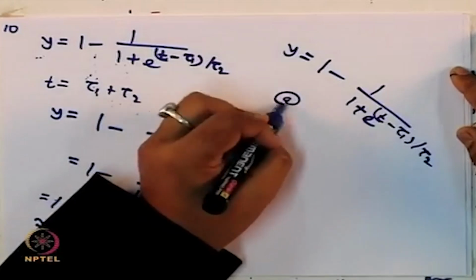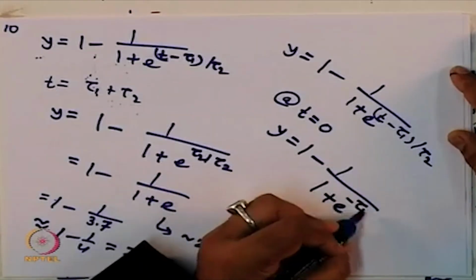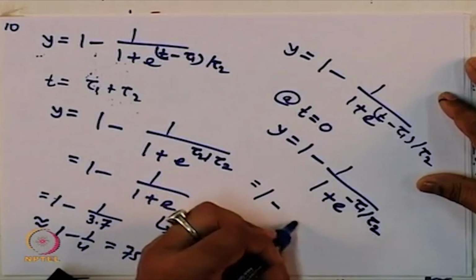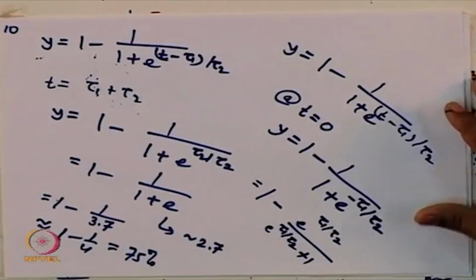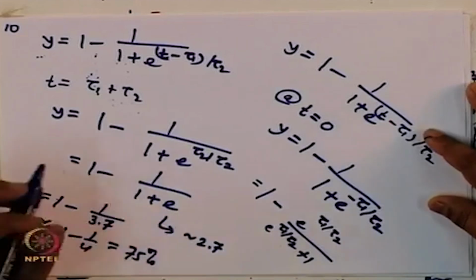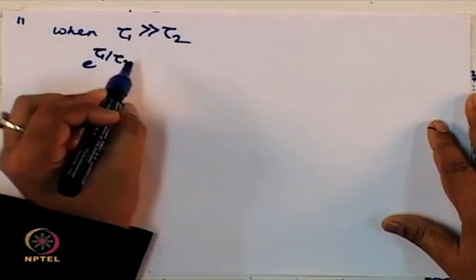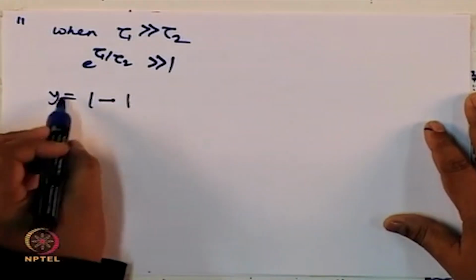What happens at t equal to 0? At t equal to 0, my y value is 1 minus 1 by 1 plus e to the power minus tau 1 by tau 2. That is 1 minus e to the power tau 1 by tau 2 divided by e to the power tau 1 by tau 2 plus 1. When tau 1 is much greater than tau 2, e to the power tau 1 by tau 2 will be much greater than 1. In that case, y is approximately 1 minus 1, which is close to 0.